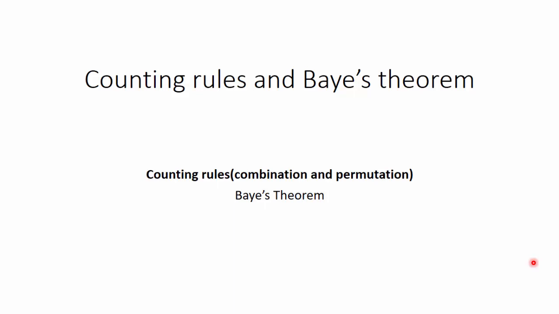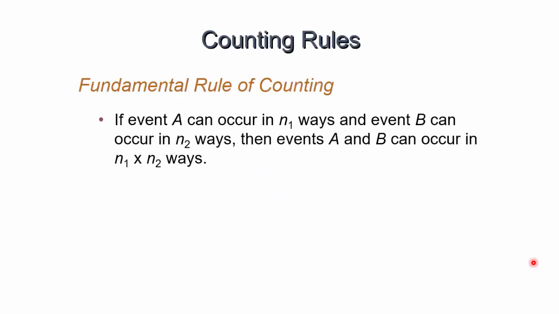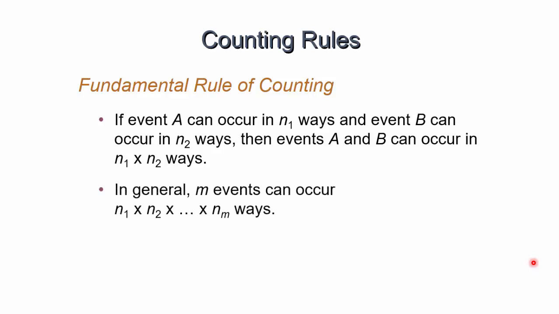of elements and the possible combinations of various elements. The fundamental rule of counting is if an event A can happen in n1 different ways and another event B can happen in n2 different ways, then the ways in which both of them can happen is n1 times n2 ways. In general, if there are m events, then there are n1 × n2 × n3 × n4 × ... × nm ways for the events to happen.